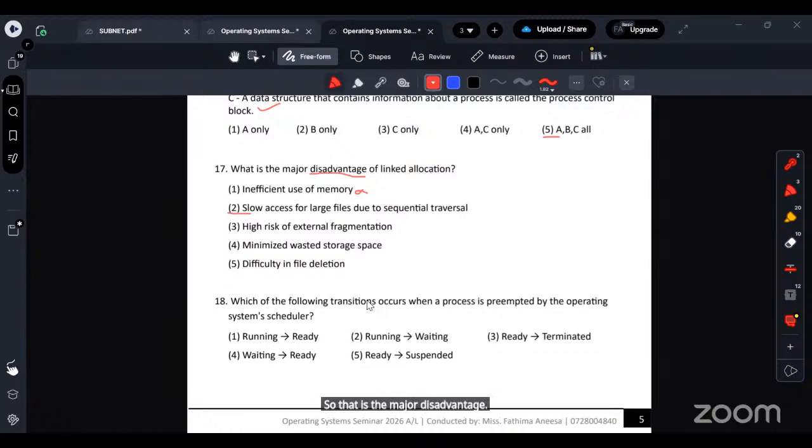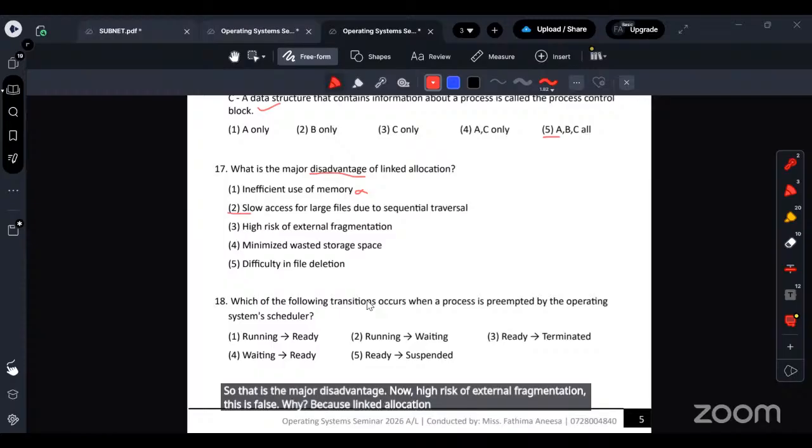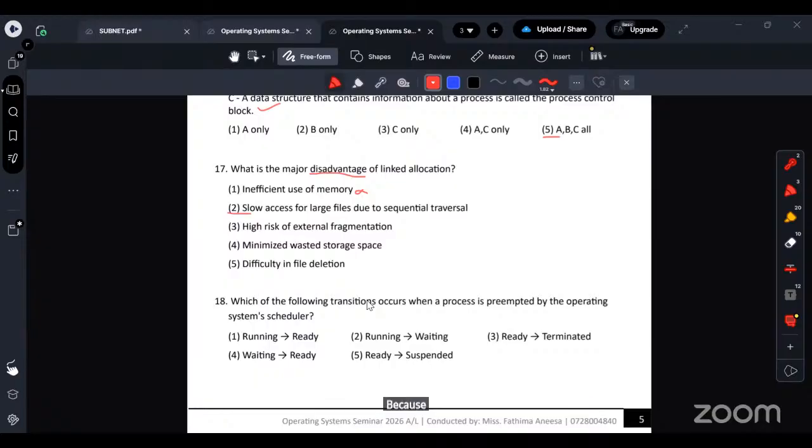Now, high risk of external fragmentation, this is false. Why? Because linked allocation completely eliminates external fragmentation because any free block on the disk can be linked to any file. I hope that was also clear. Some got that as the answer, because linked allocation eliminates external fragmentation. Any free block on the disk can be linked to any file. So it eliminates external fragmentation, right?